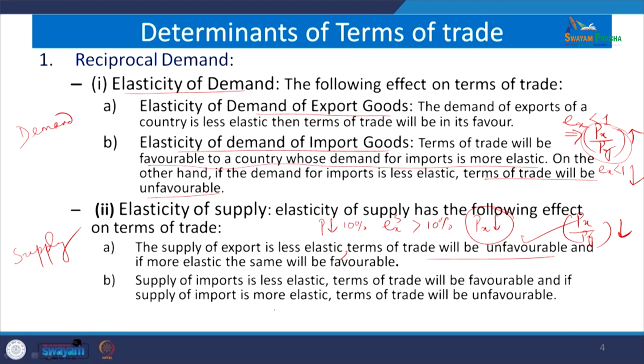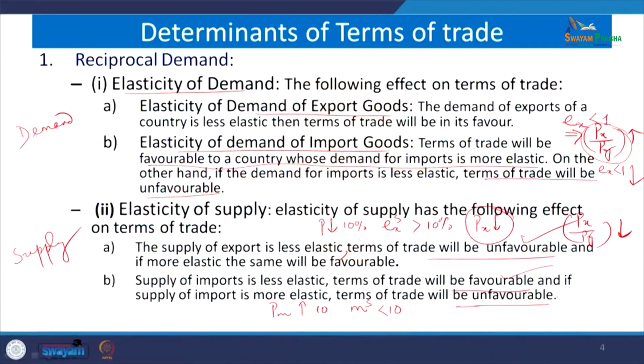If the price of imports increases by 10%, but the import supply increases by less than 10%, the terms of trade will be favorable to the concerned country. It will be favorable because even if the price increases, more supply is not added to the concerned country. So, therefore, it will be favorable to the concerned country.